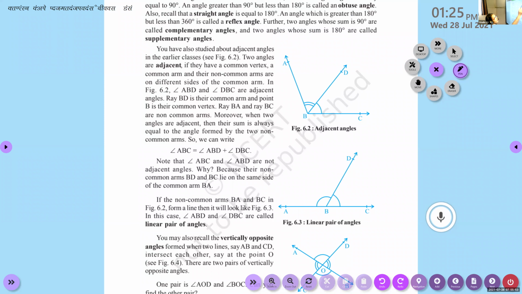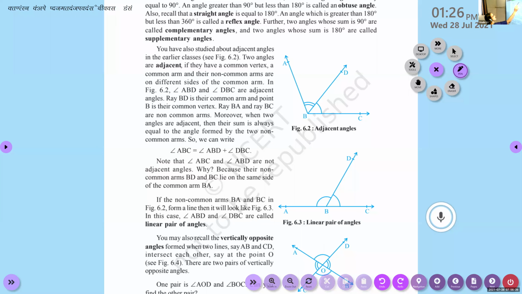Here ABD and ABC, DBC, three angles are there. Adjacent angles are ABD and DBC, two adjacent angles. It has a common arm BD, and the other two arms are opposite of this common arm. Then these two angles are called adjacent angles. Definition is here.